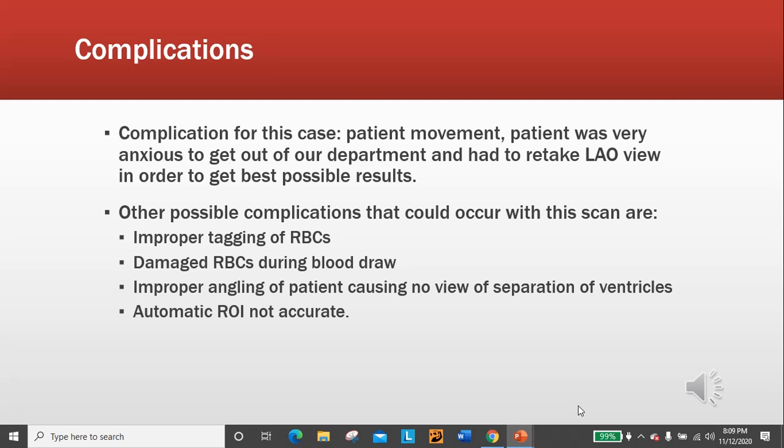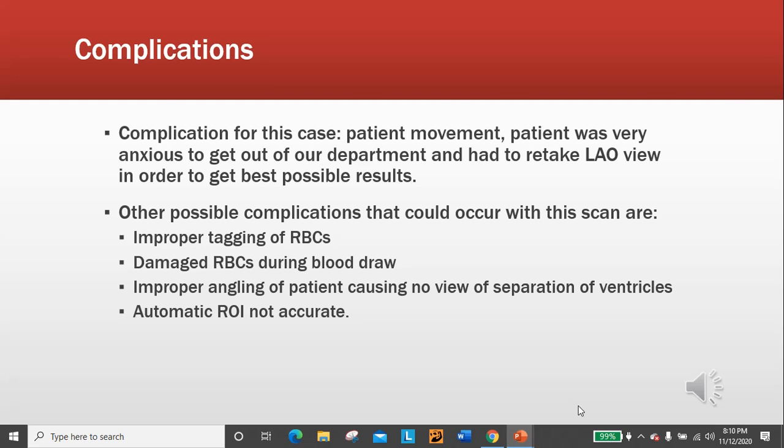Other possible complications that can occur while doing this scan are improper tagging of red blood cells. Like, let's say you put in syringe 2 instead of syringe 1. That can definitely cause improper tagging. Damaged red blood cells during blood draw. Like we talked about, you have to have a larger bore needle in order to remove the blood cells without damaging them. Improper angling of the patient, causing no separation of ventricles. That would be a bit of an issue when it came to getting and calculating that ejection fraction.